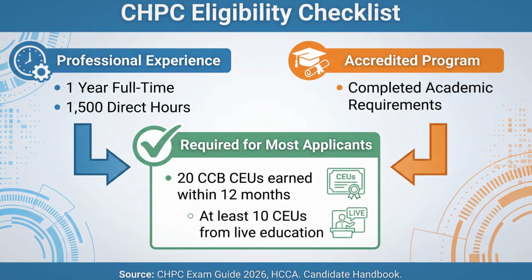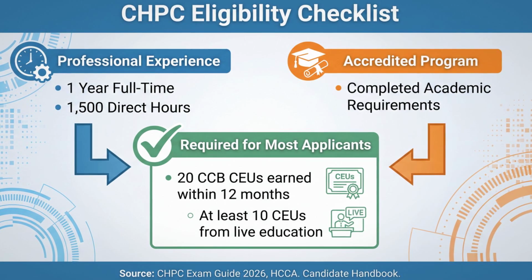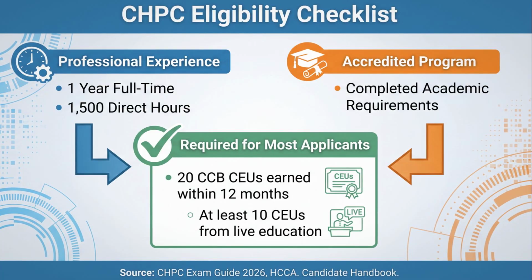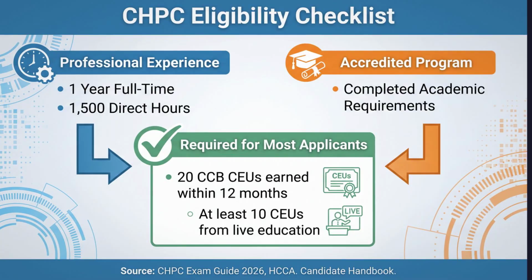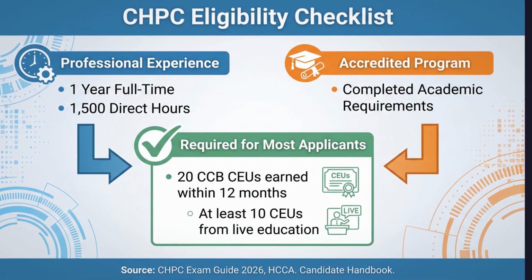For most applicants, there's also a critical continuing education gate. You must earn 20 CCB-approved CEUs within the 12 months before your exam date, and at least 10 of those must be from live education.